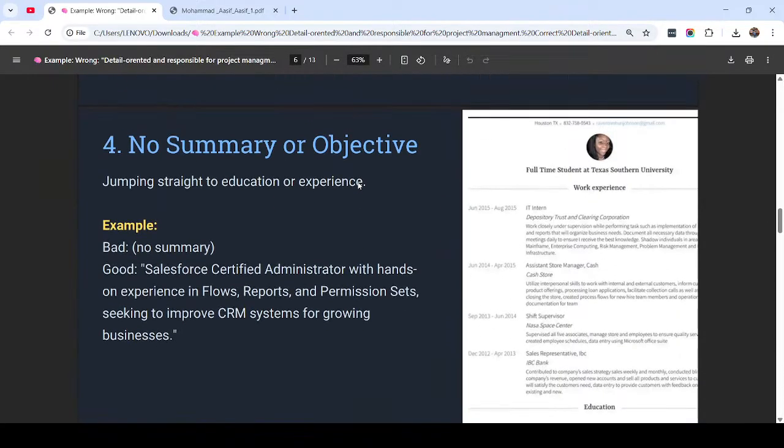Okay. I have seen this: no summary or objective. I have seen resumes like that, I even got one. I will discuss it, and I will show you also. There are resumes without a summary or objective.